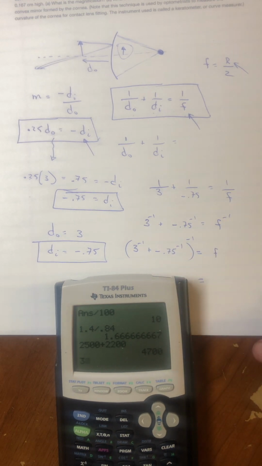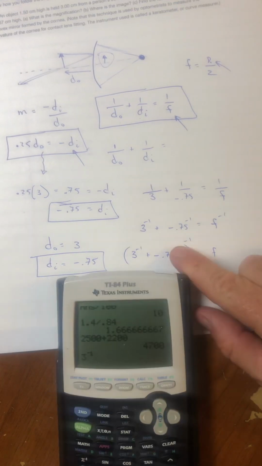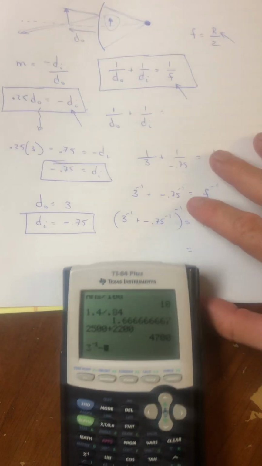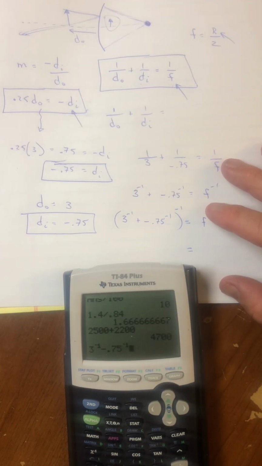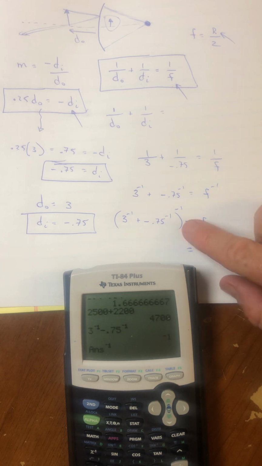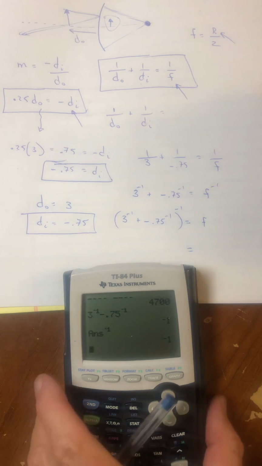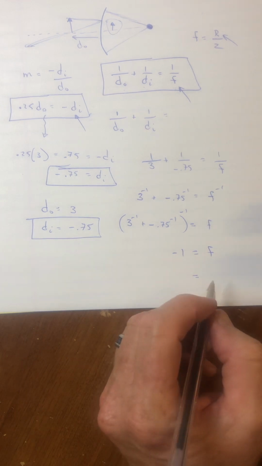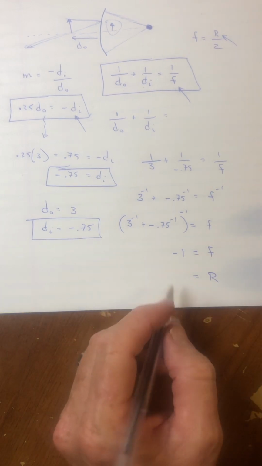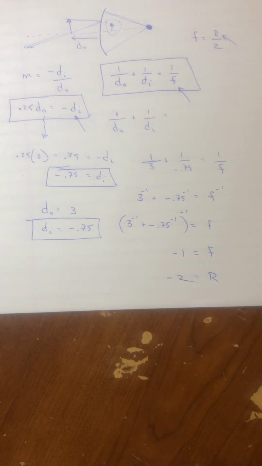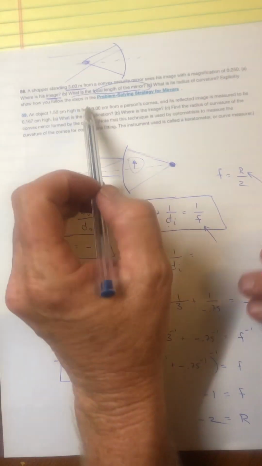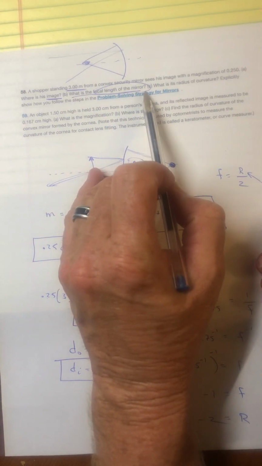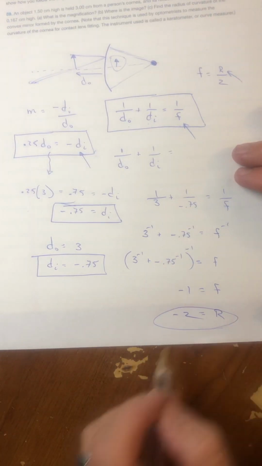So I could go 3 reciprocal, and then, I don't know if you want to say plus a negative number or just go minus. I'll go minus 0.75 reciprocal. Then I like to hit enter and then just take the reciprocal of that, which wasn't really necessary with the calculator, but gives me a focal length of -1. And for that matter, would technically give me a radius of then -2, which might be the next question. Yeah, so B, what is the focal length? So -1. And then what is the radius of curvature?